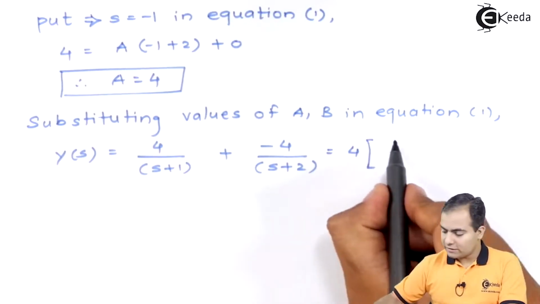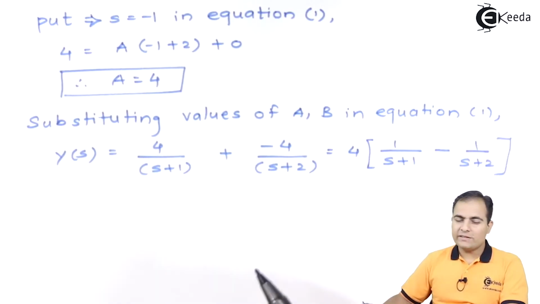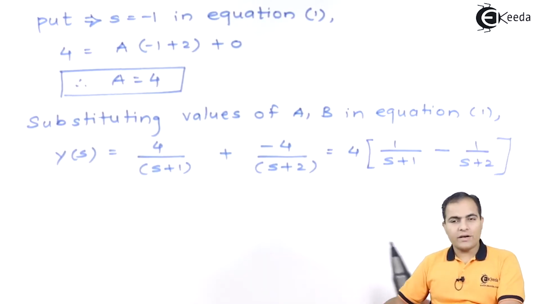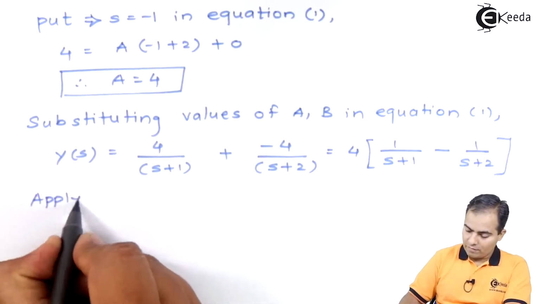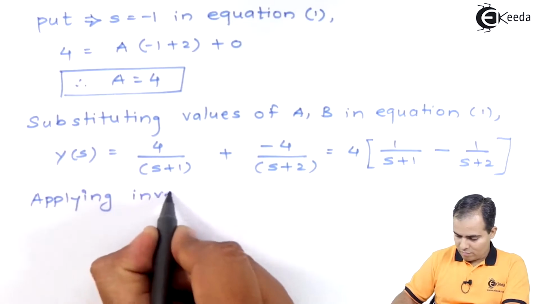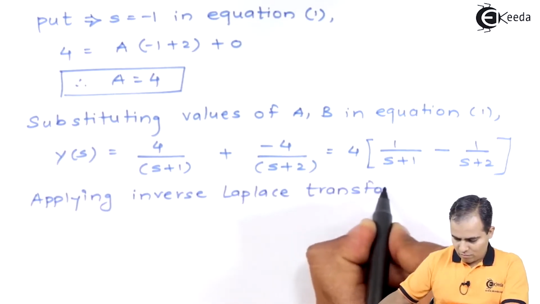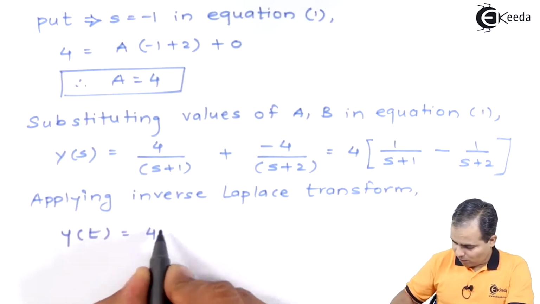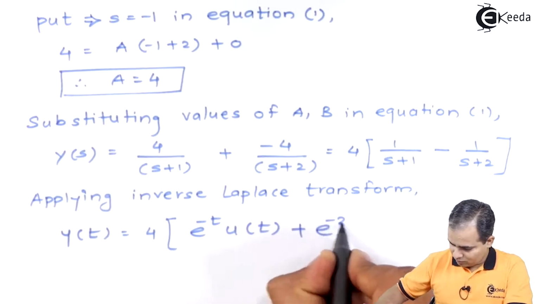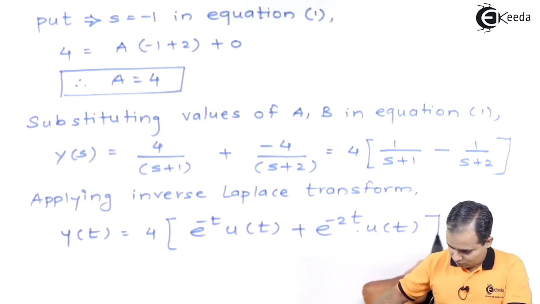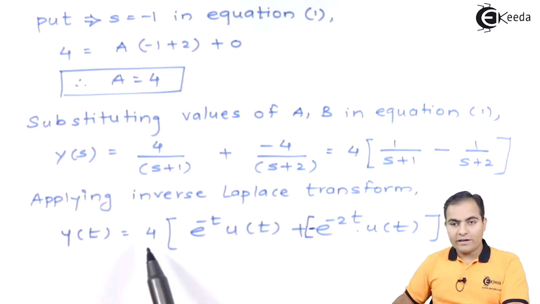So your answer is, well, basically it is not necessary. If you want, then you can take 4 common, otherwise keep it as it is. Inverse Laplace transform of Y of s is y of t. Now the 4 I have already taken common.